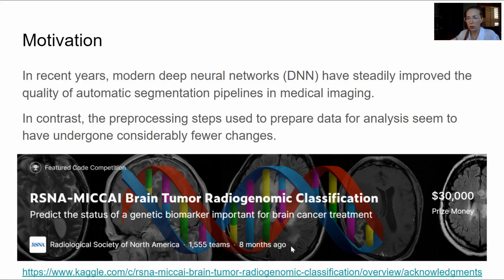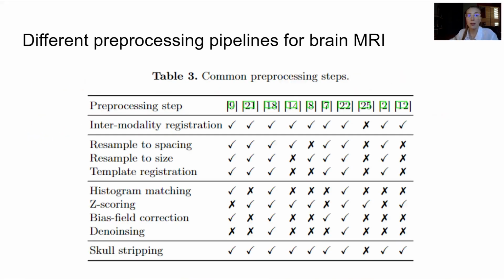and one of the most known Kaggle competitions used the very old, so to say, pre-processing. We found out that there is no standard pre-processing for brain MRI, and each and every lab will use their own recipe of how to treat the data before feeding the neural network. We were just curious, well, are they essential for accurate segmentation or not?